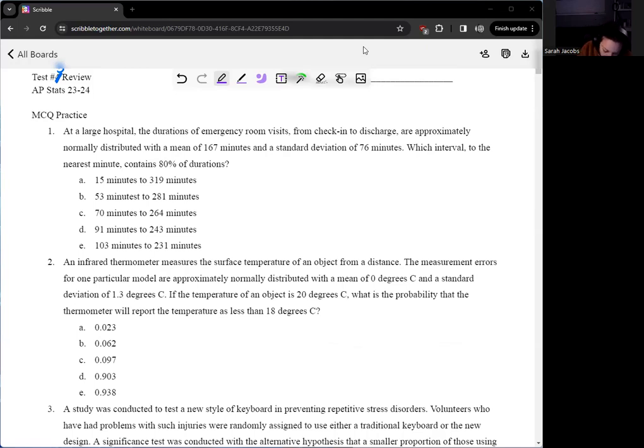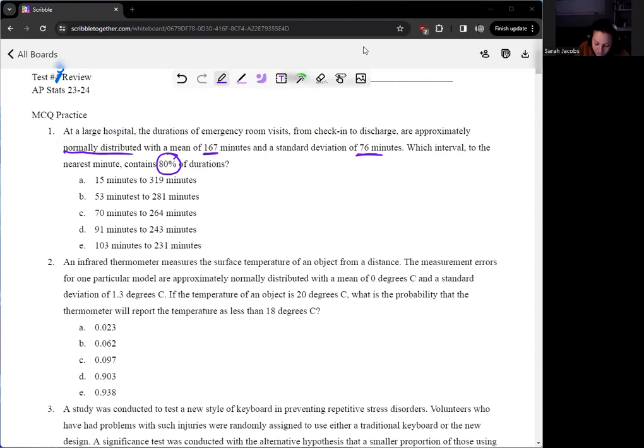And let's dive in. So at a large hospital, the durations of emergency room visits from check-in to discharge are approximately normally distributed with a mean of 167 minutes and a standard deviation of 76 minutes. Which interval to the nearest minute contains 80% of the durations? All right.